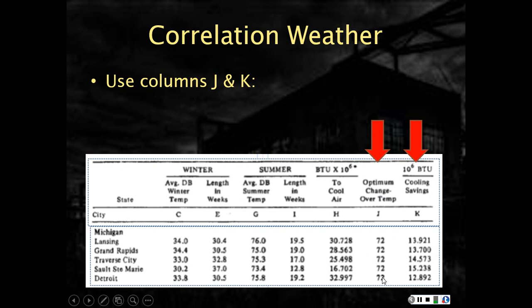Column J is the changeover temperature, the optimal dry bulb temperature where they're figuring that the economizer would work or not work. The next thing is using this optimal dry bulb outdoor air temperature. These are the typical or potential cooling savings. For Grand Rapids, Michigan, we have 13.7 times 10 to the 6th BTUs per every 1,000 CFM. So that's how that's read. Now, this is based on a 50-hour per week operation.